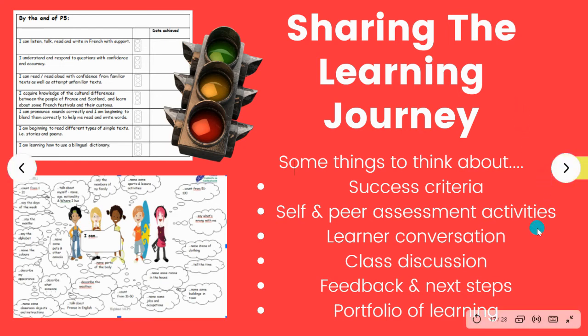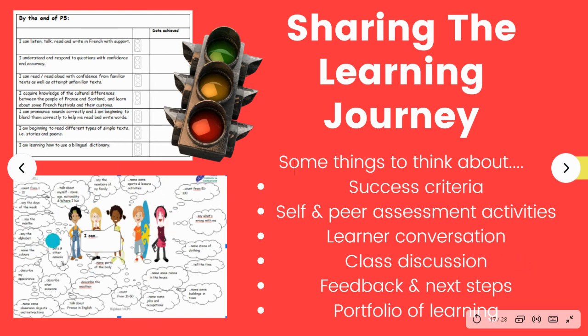Are children going to be assessing their own work or assessing their partner's work and using, for instance, traffic lighting? Could it be a conversation with a teacher or in class? How are we going to give them feedback and next steps? What would that look like? Two stars and a wish, for instance. And children could produce evidence of their work through a portfolio.